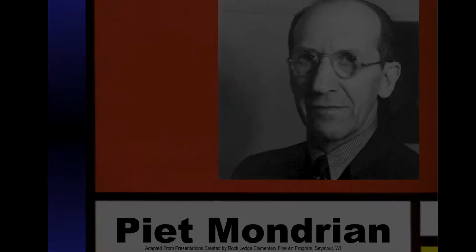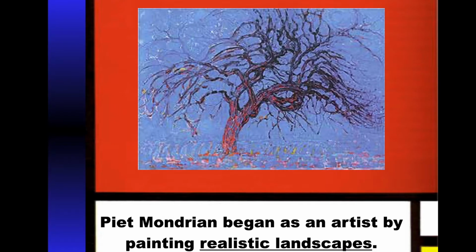I'm doing a brief presentation on the artist named Pete Mondrian. This is a picture of him. He was an artist that began his painting career doing realistic landscapes. So landscapes are pictures of land, and realistic means that it looked real. So this is a picture of a tree, and you can look at it and tell that it's a picture of a tree.